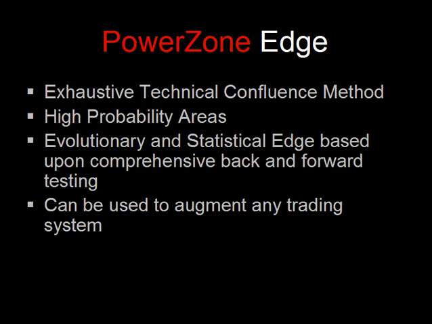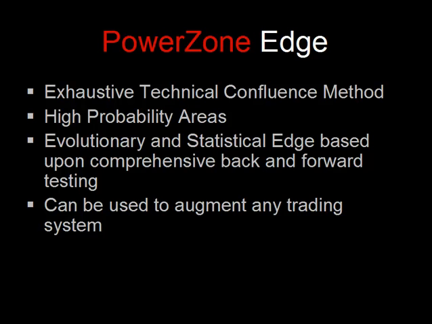You've got all the information laid out there in front of you, and you've got the key confluence power zones where everything comes together. Now, the beauty of our approach is the fact that it's very evolutionary. We use a statistical edge based upon comprehensive back and forward testing. What this means is we're evolving with the market. Because we're weighting various methodologies at a given market personality or market phase, we're giving you the very best zones at the cutting edge of what the market is doing.